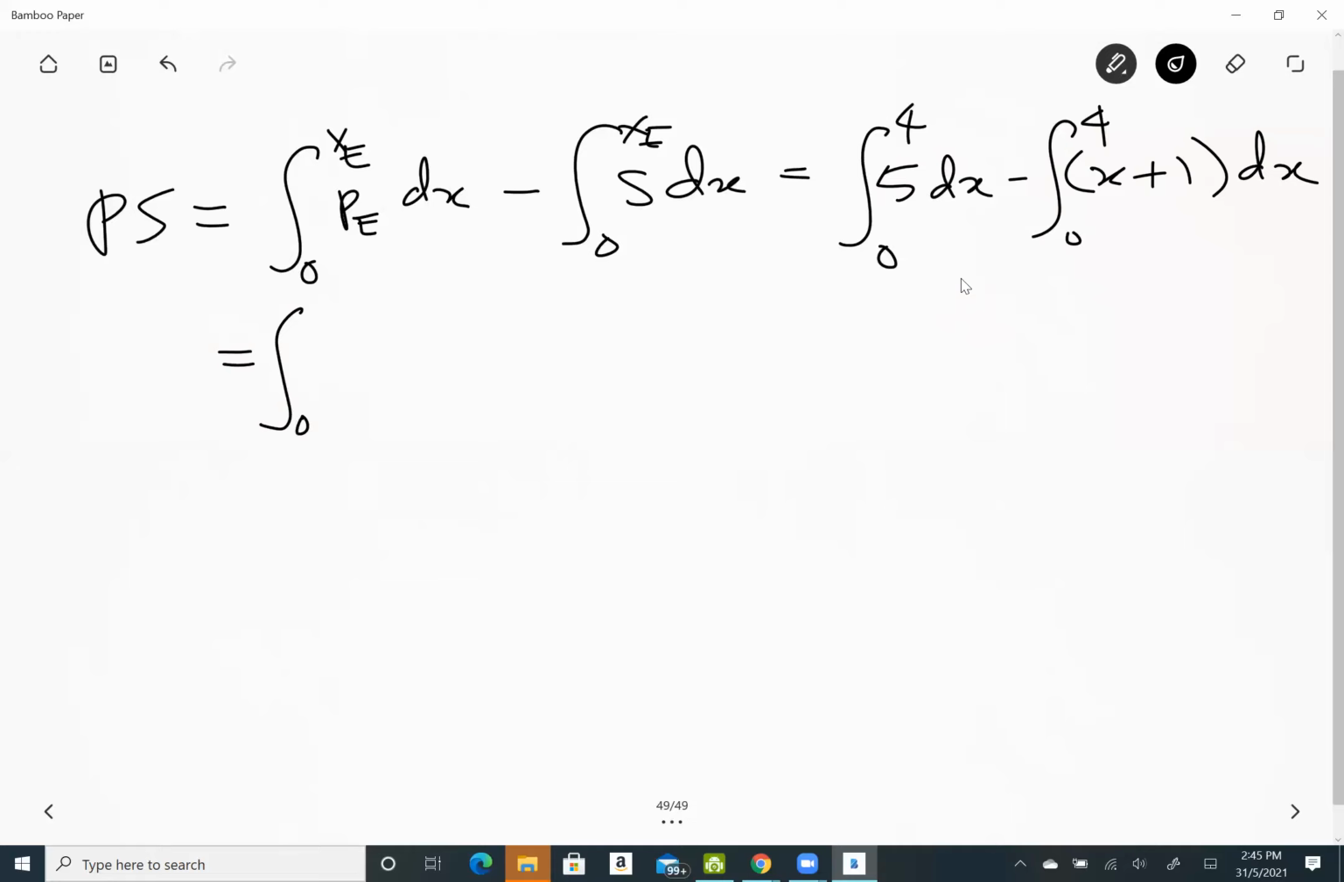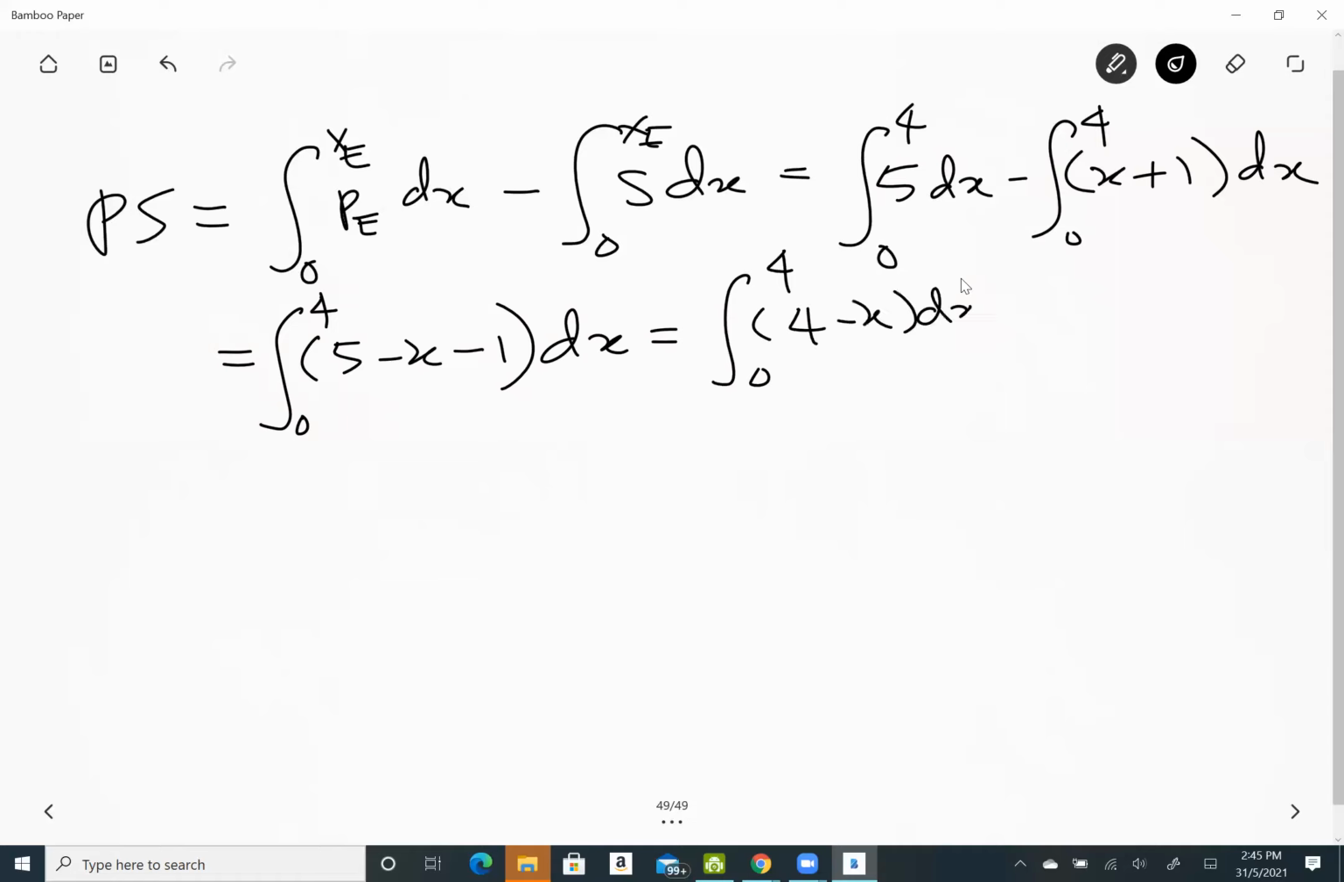So that will be equal to the integral from 0 to 4 of what? 5 minus x minus 1. So I do the difference right away. So you get 5 minus x minus 1. Is that right? Yeah, betul. dx. And that equals the integral from 0 to 4 of 4 minus x dx. Okay, all right, so this one is very easy.